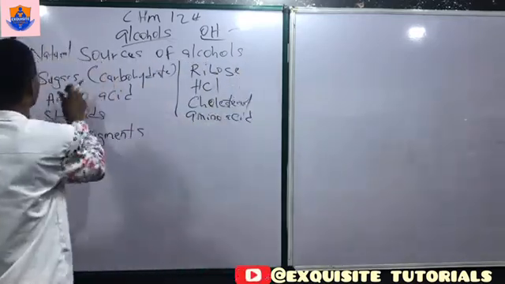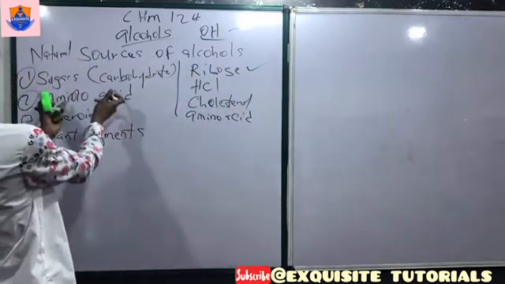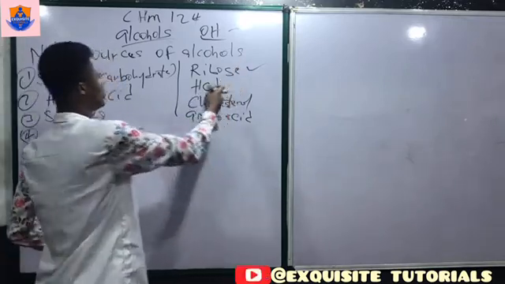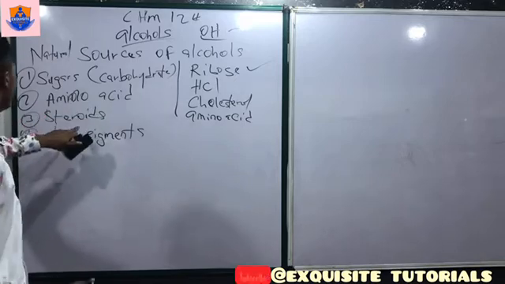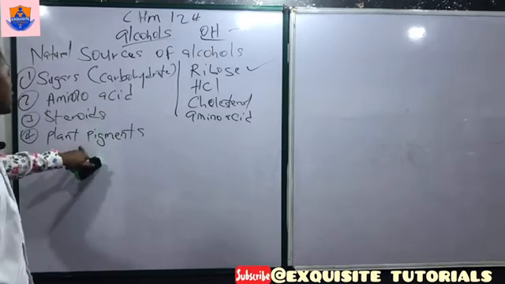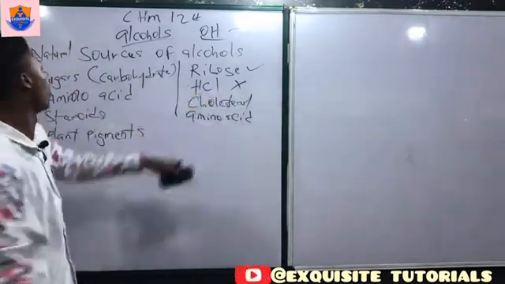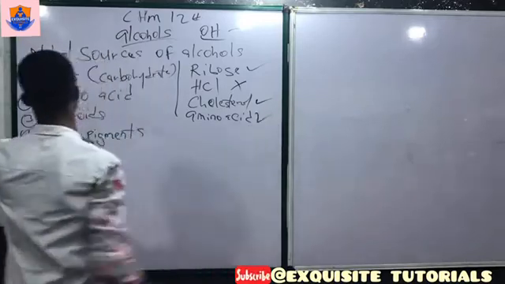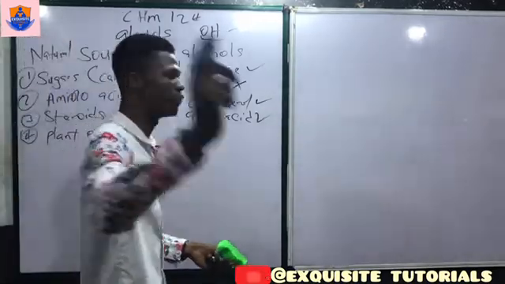Remember what we told you: sugar, carbohydrates. Ribose is a sugar. Number two is amino acid. And we'll come here, we'll see HCl. HCl is not a sugar, it's not an amino acid, it's not a steroid, it's not a plant pigment. So definitely, HCl is not a natural source of alcohol. Cholesterol is a steroid. Amino acid is a natural source of alcohol. So these are some of the natural sources of alcohol.